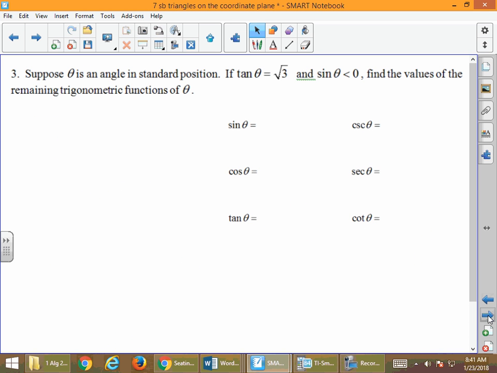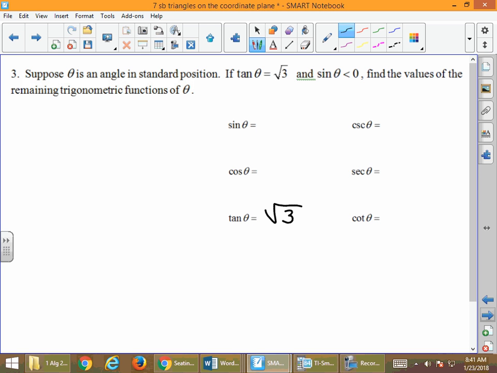So when we look at problem number 3, same kind of thing, a little bit different information given. And this one says, suppose theta is an angle in standard position. So we're still going to have to draw our picture. This time what we're given, it says, if tangent of theta is square root of 3. Nice. One less function we have to find. Tangent of theta is square root of 3.